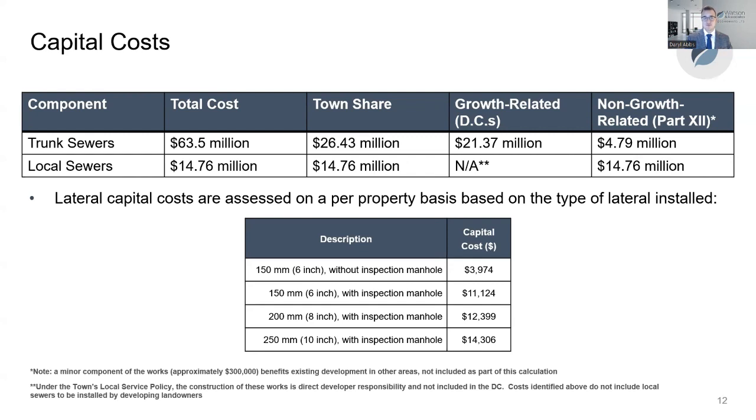For the local sewers, these are sewers required for the existing lands, as well as a few of the new developing lands. The total cost here is $14.76 million. The town share is $14.76 million, the total, and all of that cost is anticipated to be funded through these Part 12 capital charges. In addition to those charges, there are lateral capital costs, which are assessed based on the specific property and the type of lateral required to connect the sewer to your property. They range from a low of just under $4,000 up to $14,306, depending on the type of lateral required.